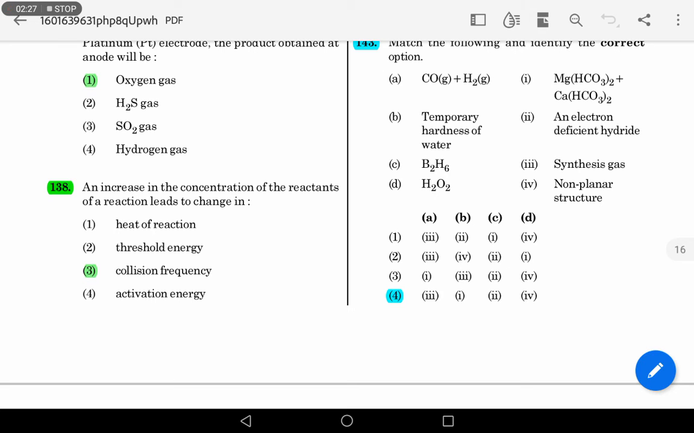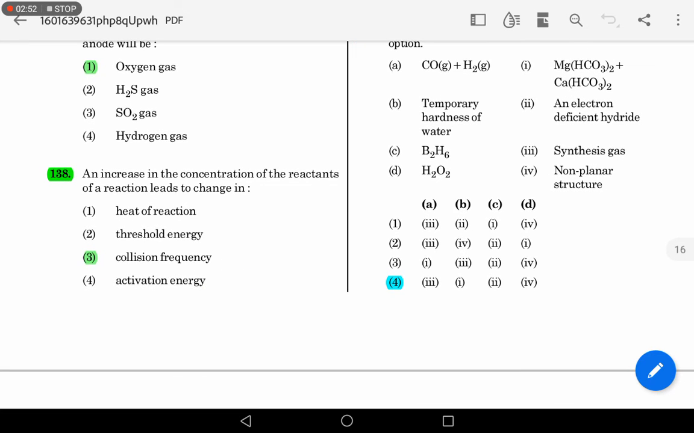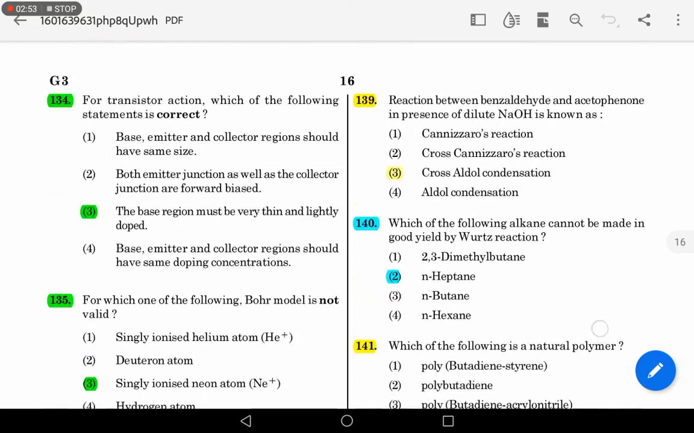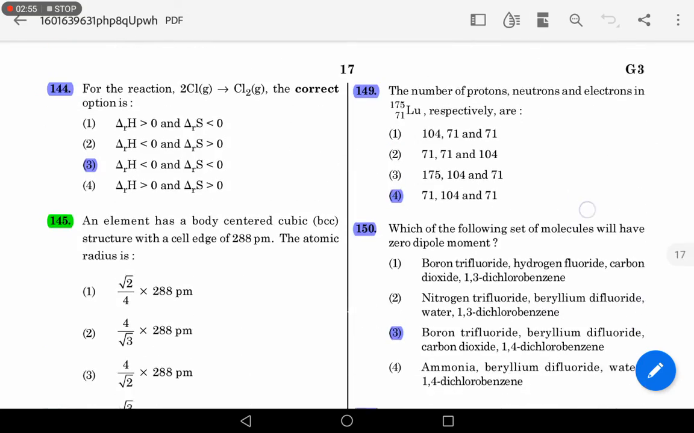Threshold energy, the energy above which the orientation or the bonding takes place, is called threshold energy. On increasing the concentration of reactants, the threshold energy is not going to increase. Might be the number of bonding may increase, but neither threshold energy nor activation energy is going to increase. It's only the collision frequency that increases.